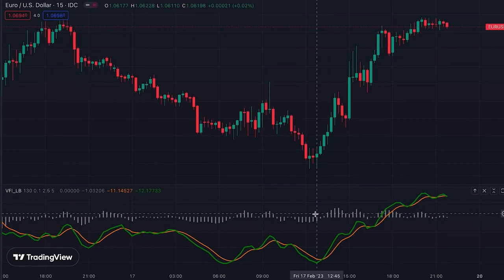Divergences with this indicator provide us a very good signal on when the smart money is active in the market and building buying or selling volume, which gives the possibility that a reversal of the market is probable to happen.